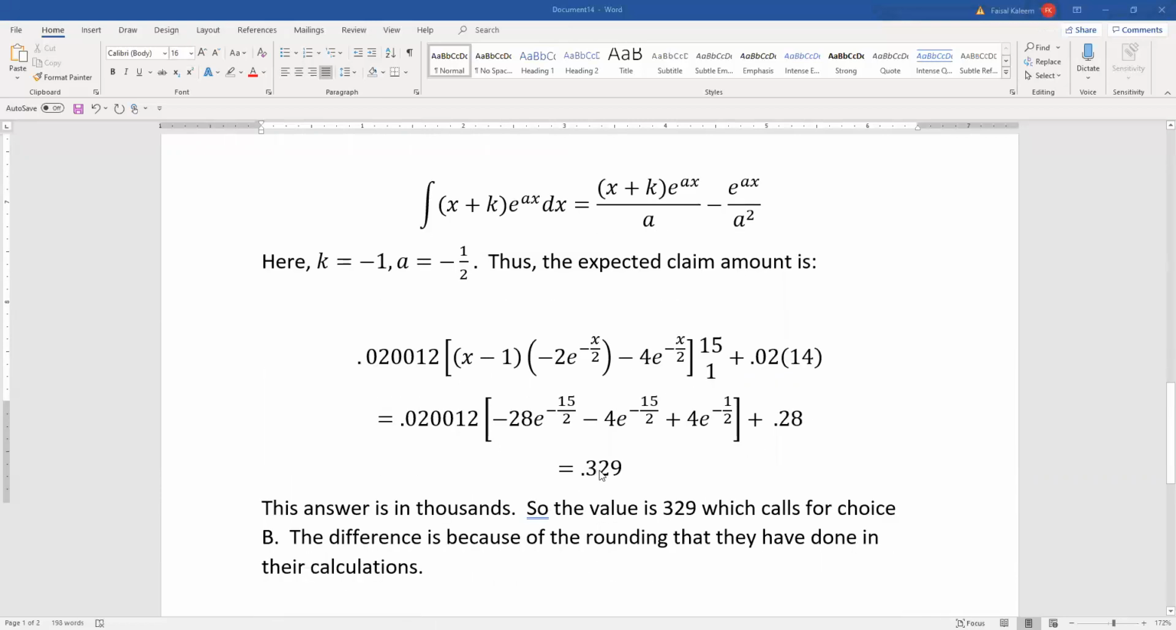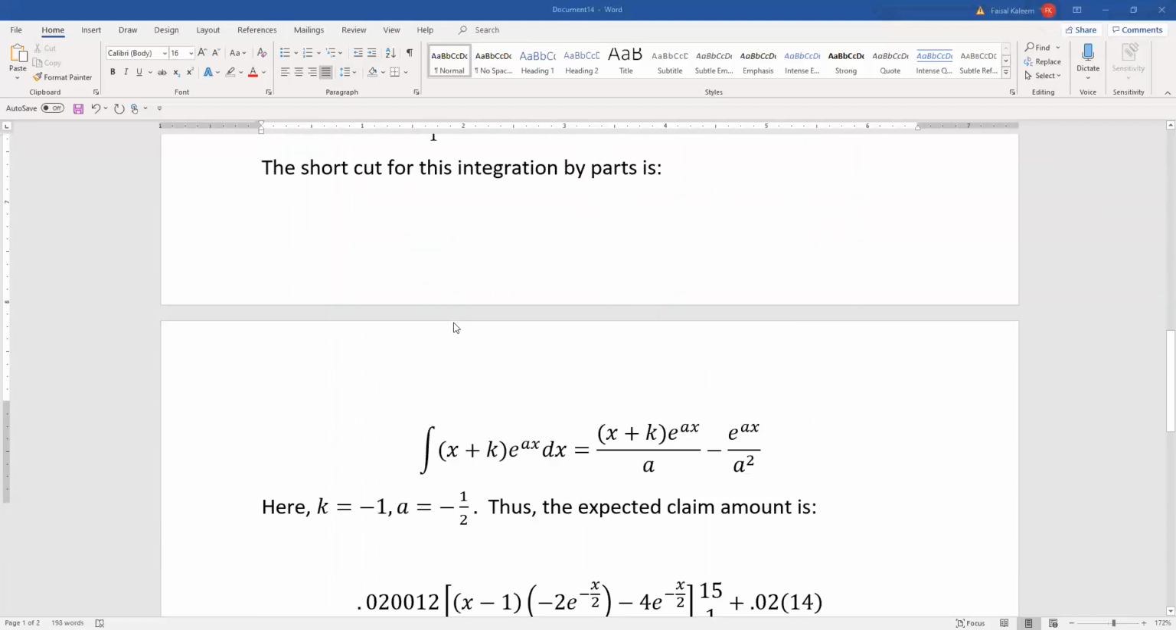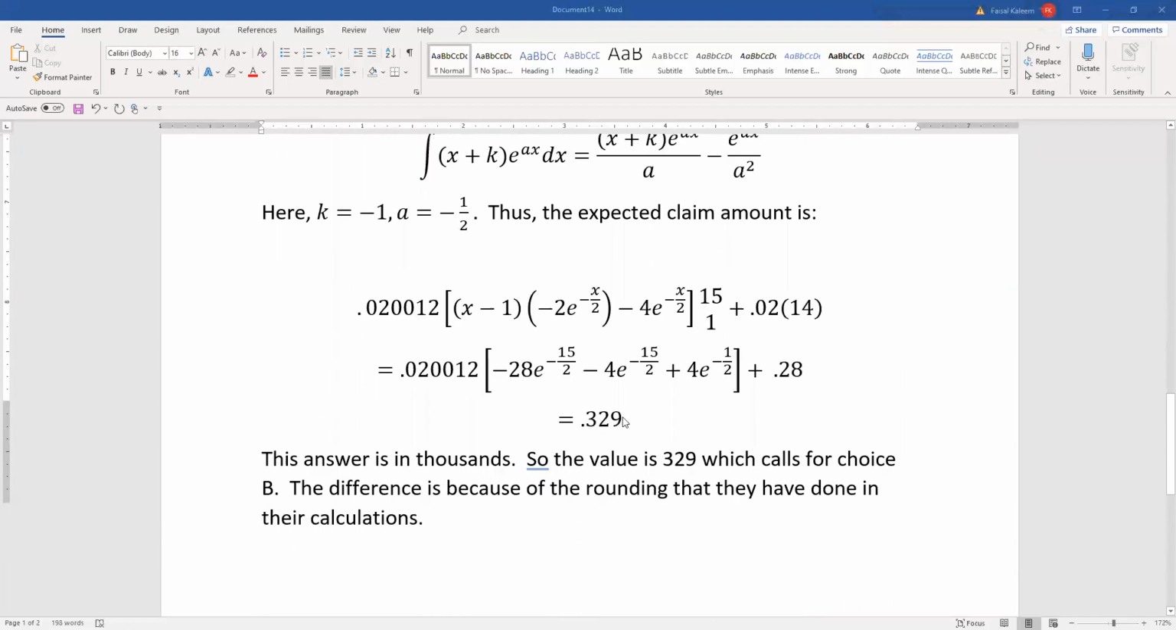So remember, the value was in thousands. So that means the expected claim amount will be 329. And if we look at the choices, 328 is by far the closest. And this time they are the ones who did some rounding, and because of that, they got 328. The answer, if you don't do any rounding, is actually 328.5. So this was 0.3285. I rounded it to 0.329.